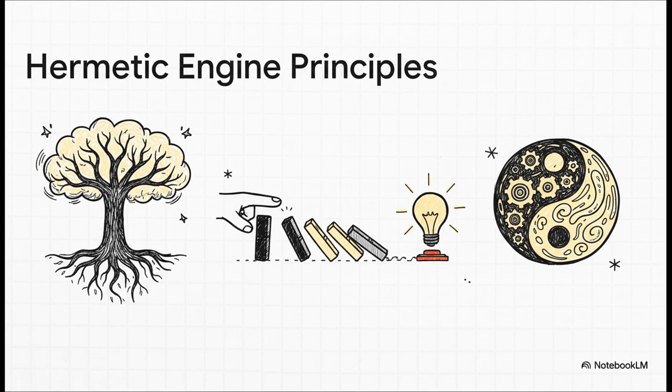You've got correspondence, which is that classic idea of as above, so below. Basically, the way you manage your email inbox probably says something about how you manage your life. Then there's cause and effect. Super straightforward. Your actions have consequences, so be deliberate. And polarity, which is all about finding that healthy balance between opposites, like the tension between having a strict plan and just going with the flow.